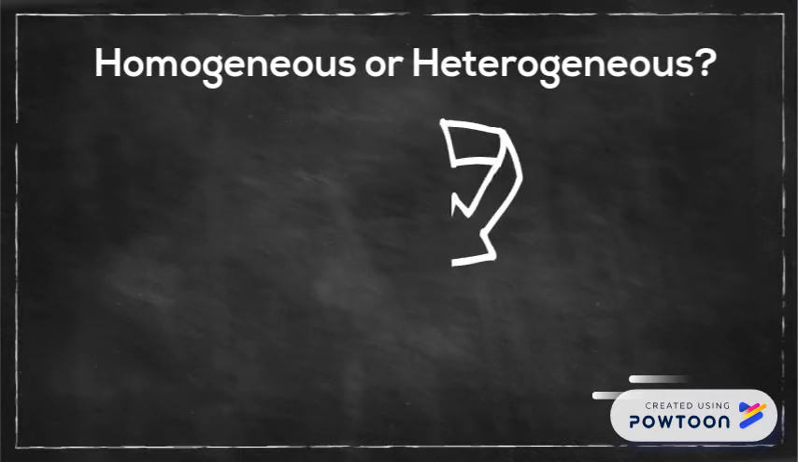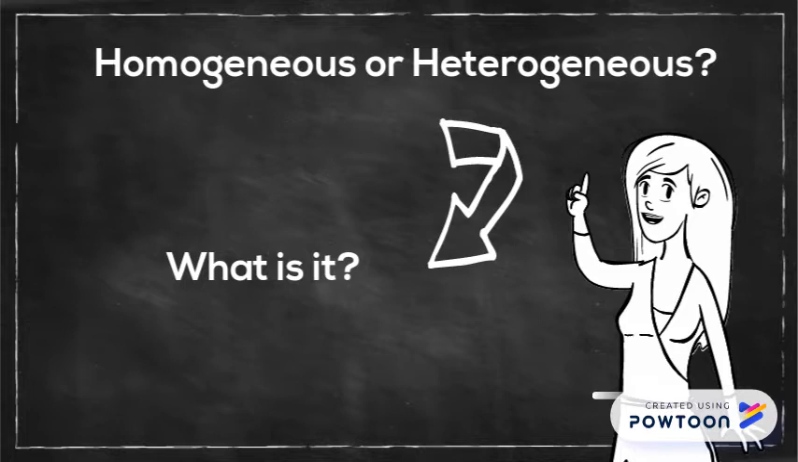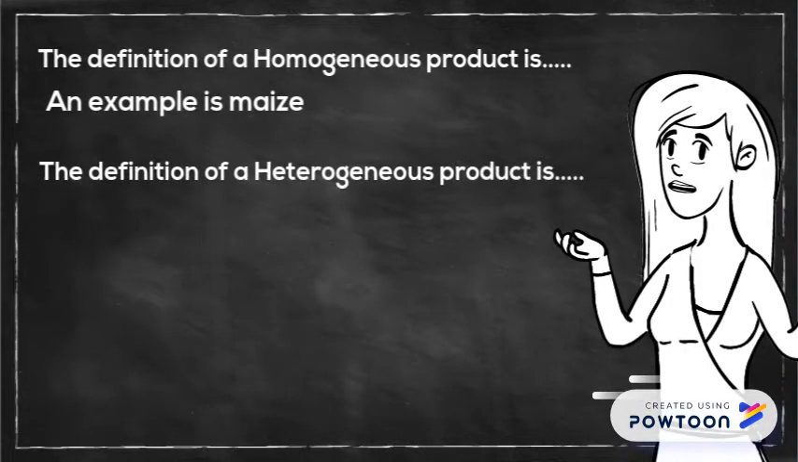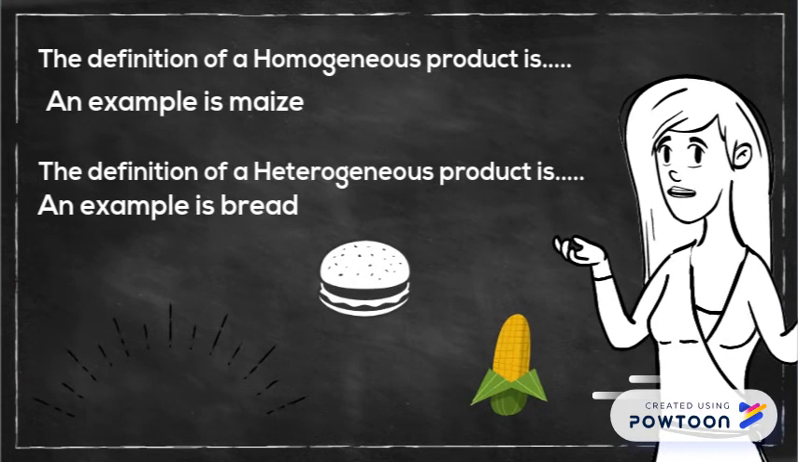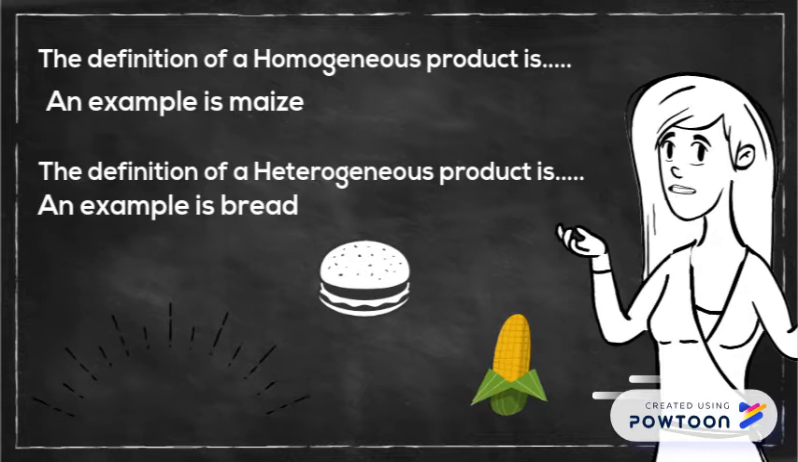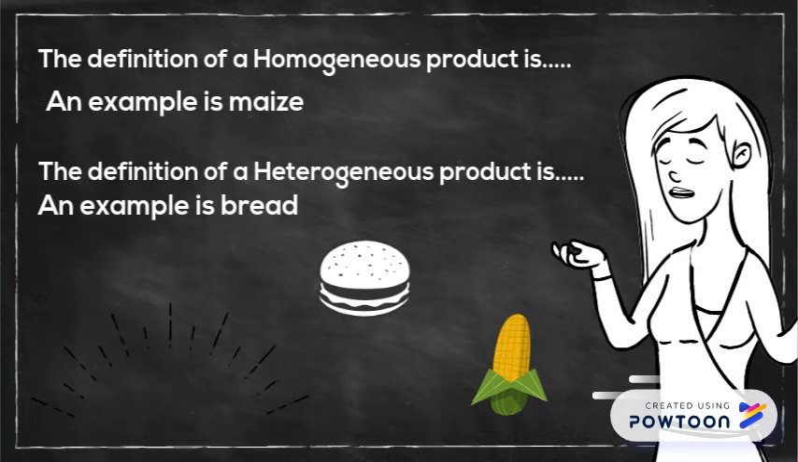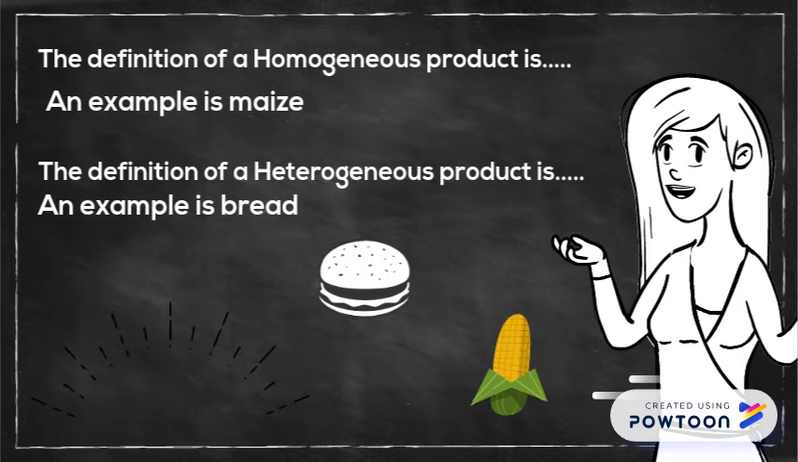To start off, is a smartphone a homogeneous or a heterogeneous product? And what does it even mean? A homogeneous product is a product that is equal to the other products on the market in the eyes of the consumer. An example is maize. A heterogeneous product is a product that, according to consumers, is different from the other products on the market. An example here is bread.